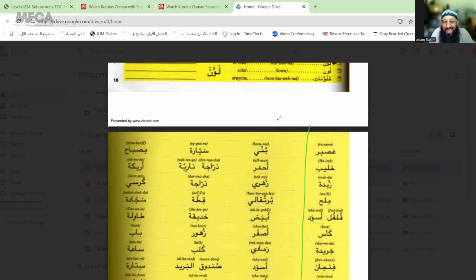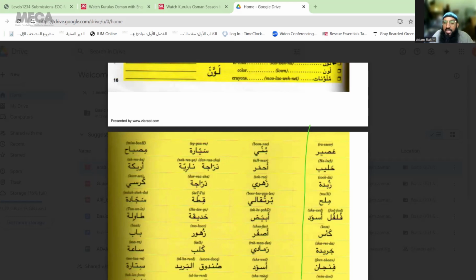So kaf with a fatha, hamza with a sukun. Whenever you have a hamza with a sukun, the way to achieve that is with an abrupt stop. Ka, sin with the tanween. So ka'sun, which means cup.